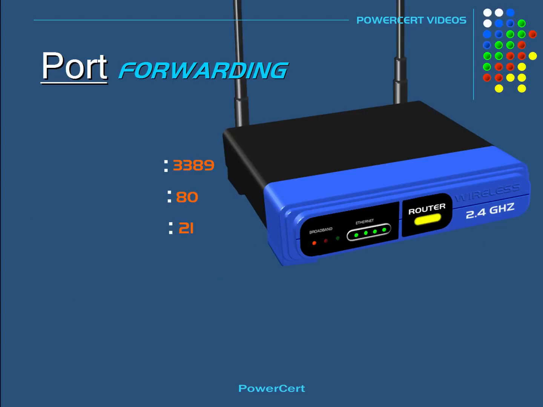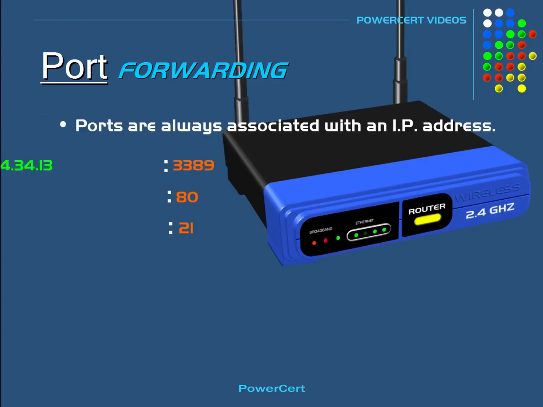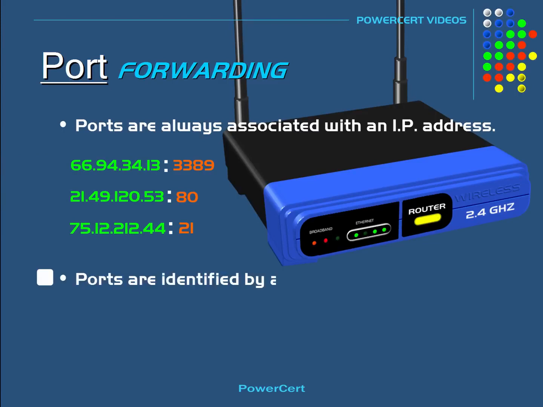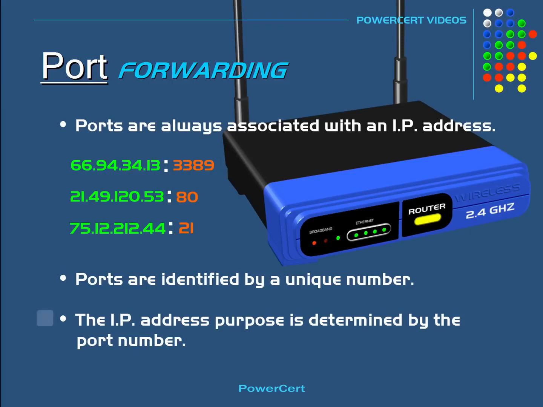Ports are always associated with an IP address, and they are identified by a unique number. Regardless of whether you see the port number or not, a port number is always associated with an IP address, because an IP address always has a purpose, and it uses the port number to determine what the purpose is. Whether it's pulling up a web page, using an FTP service, or using remote desktop, it always has a purpose that's determined by the port number.